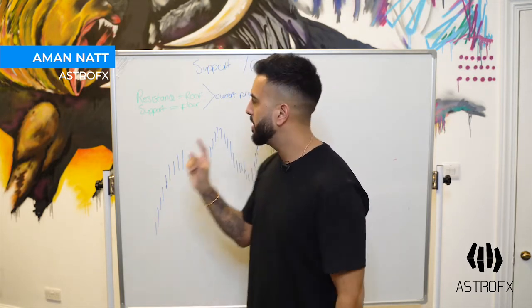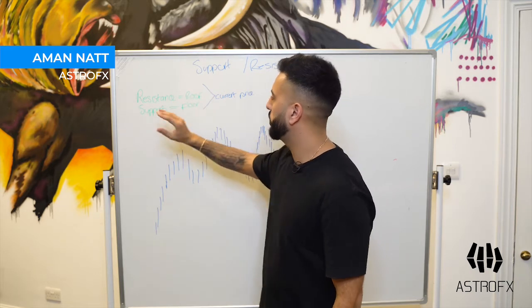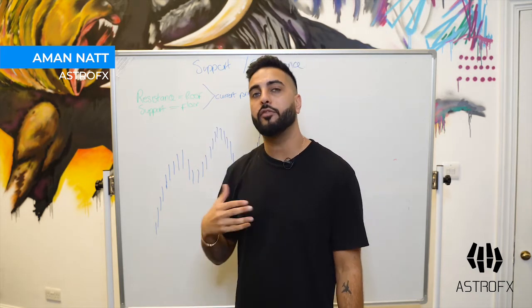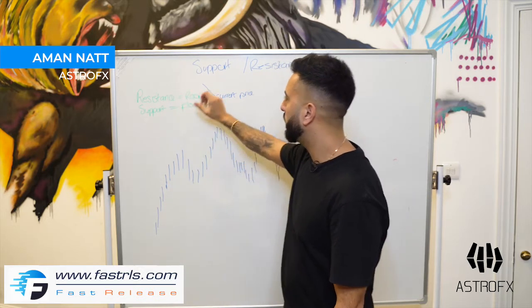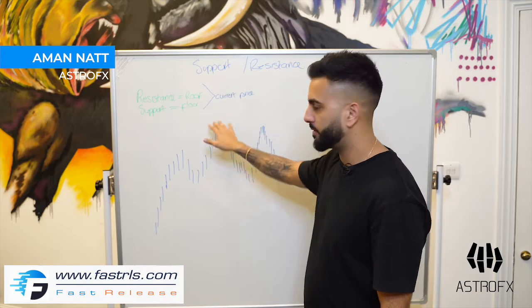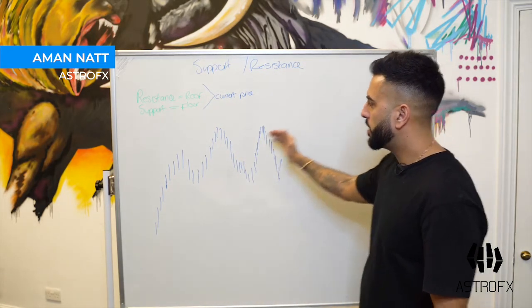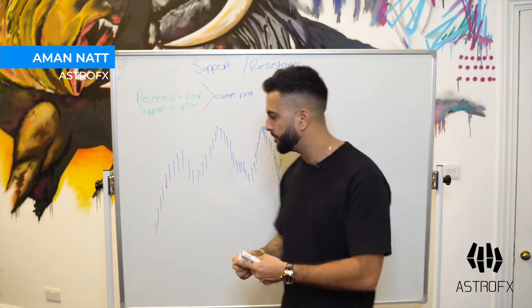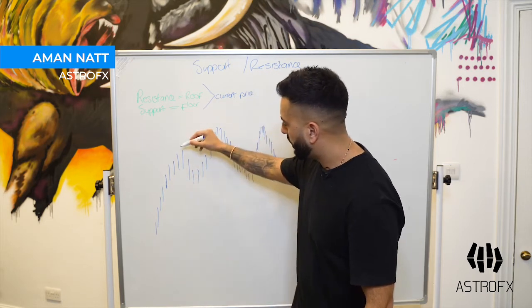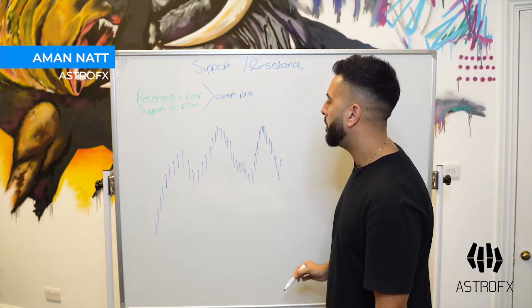as you would like. Now, to keep it quite simple, resistance is your roof and support is your floor. This is how I've always understood it when I first started. And it's always about the current price, because these will be changing depending on where the current price is. So over here, I've just got some simple price action that I've drawn. Now this could be, let's say, a daily or a 4-hour chart to keep it quite simple for this video. The price has come up, it's created a higher high, then it's gone back down, and now it's in almost a bit of a range-bound market.